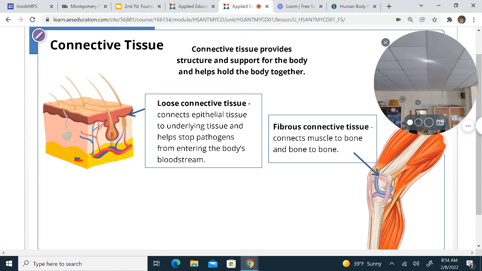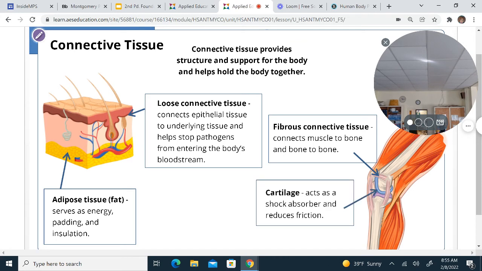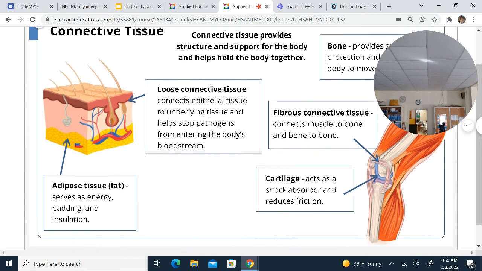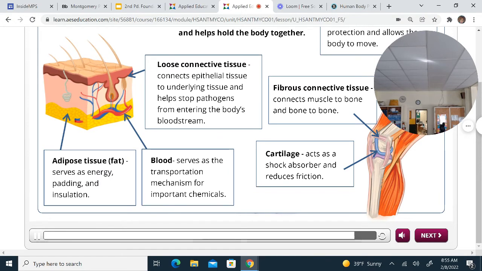Fibrous connective tissue is strong, dense tissue that is used to connect muscle to bone and bone to bone. Adipose tissue, also called fat tissue, serves as an energy stockpile, padding, and thermal insulation for the body. Cartilage is used as a physical shock absorber and reduces friction. The flexible part of your ear and the tip of your nose contain cartilage. Bone provides support and protection, as well as allowing the body to move. Blood serves as the transportation mechanism for important chemicals in the body.